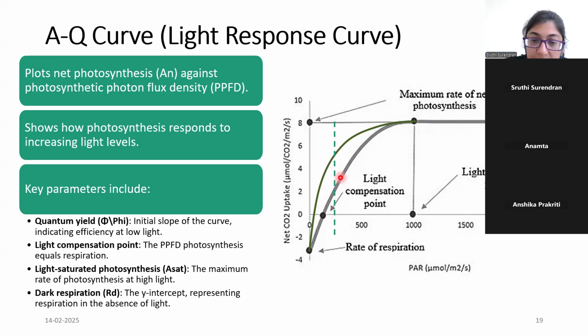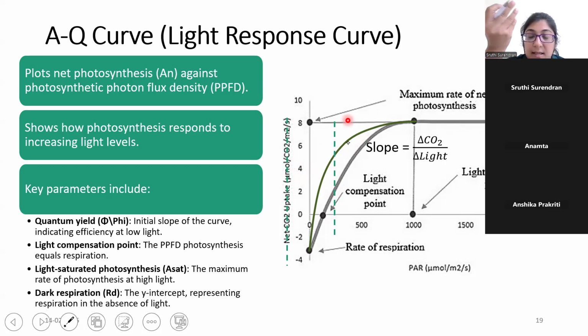is lesser than the net carbon dioxide uptake of this curve, which might be representative of some plant B. So plant A takes up only less carbon dioxide at 200 light intensity as compared to plant B, indicating the light use efficiency, that is, at a particular light, certain plants efficiently use light to take up carbon dioxide in comparison to other plants.